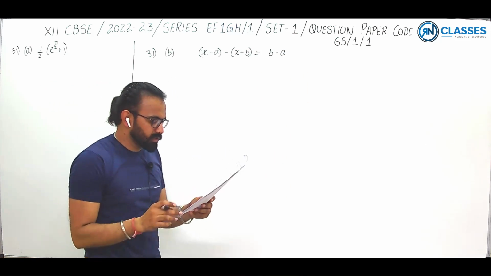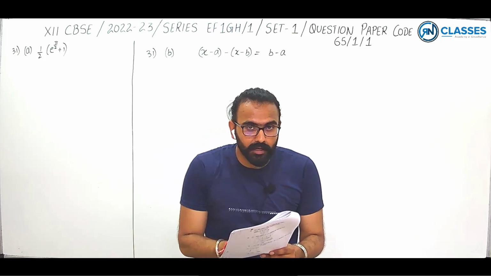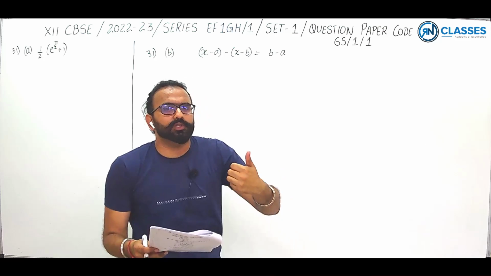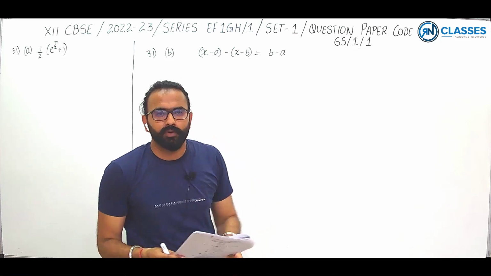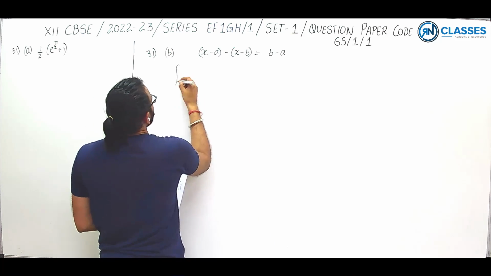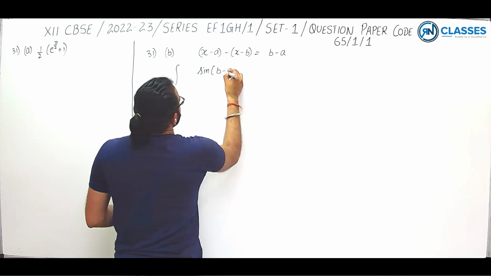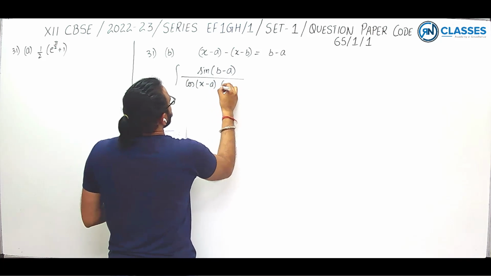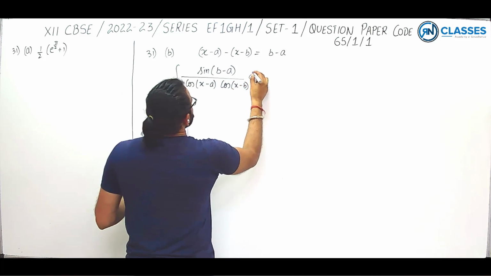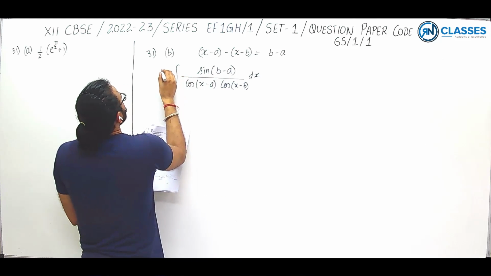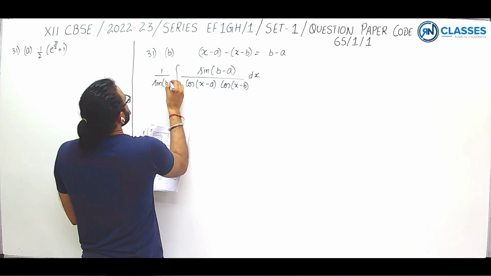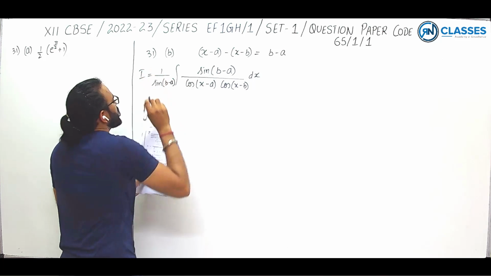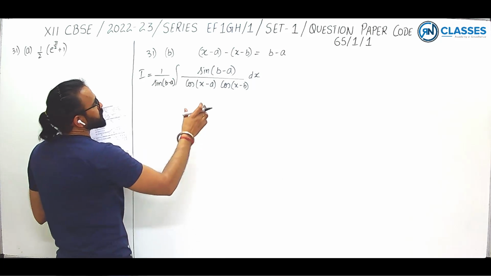Now the question arises, should I multiply and divide by sine of b minus a or by cos of b minus a? Let us try one by one. If I multiply and divide by sine of b minus a, let's see if we can proceed further upon cos of x minus a into cos of x minus b dx. We multiply by sine of b minus a and divide by it, because this is a constant quantity, we write it outside the integration. Let this be I. Now we can proceed further.